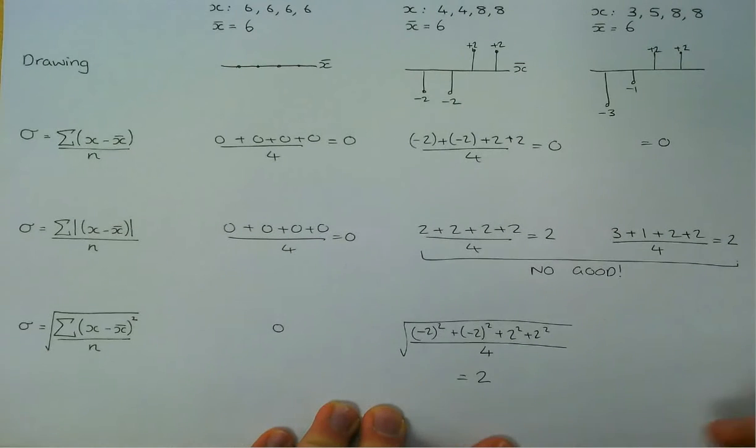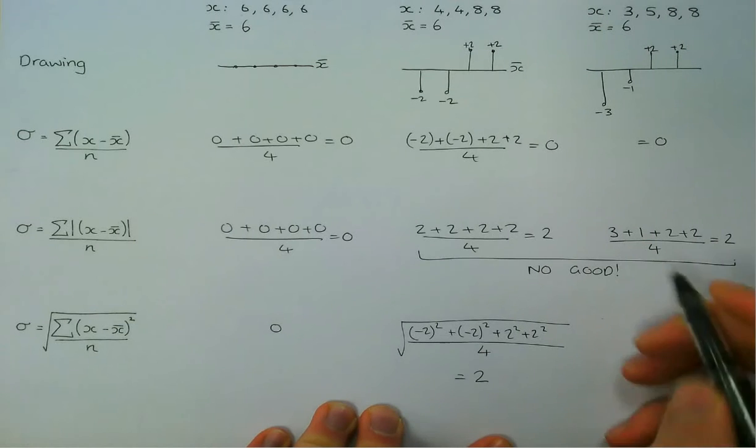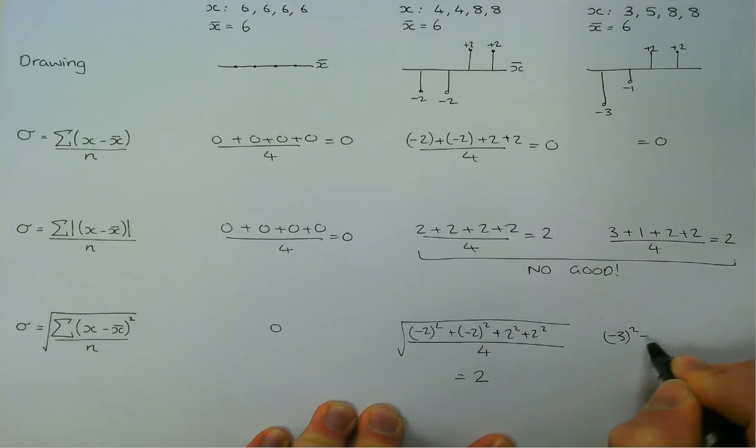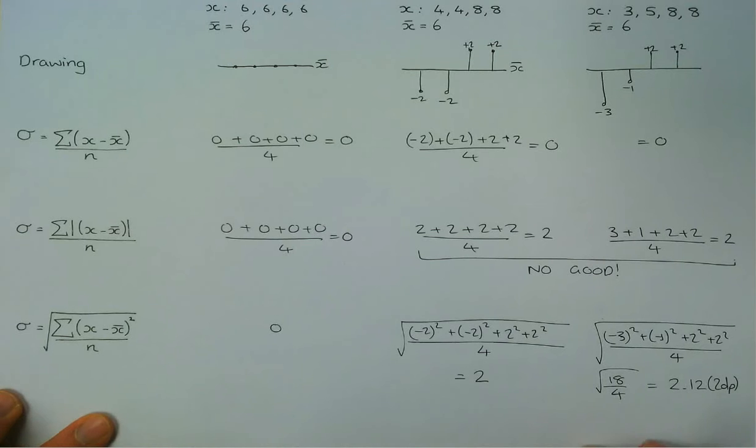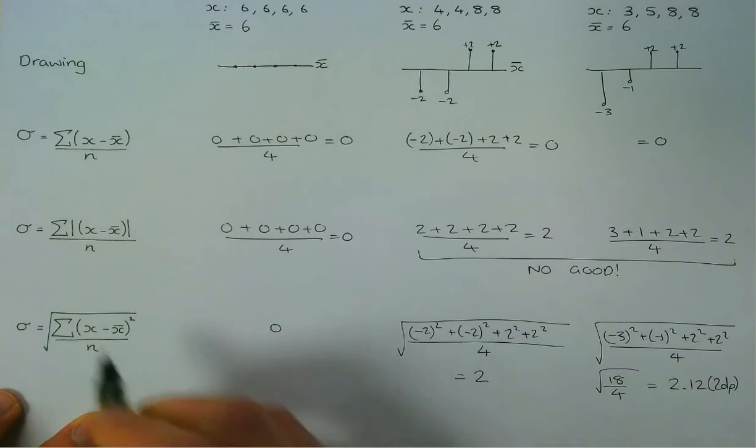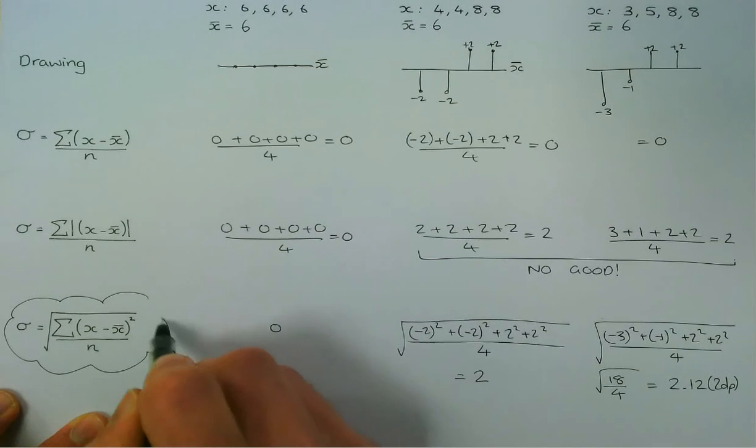And now, this one would be -3 squared plus -1 squared plus 2 squared plus 2 squared divided by 4 and square rooted. Okay, 9, 10, 18. So that's definitely going to be bigger than 2. In fact, if you use your calculator to 2 decimal places, you will get 2.12. So that made us happy. So this is the formula for standard deviation.